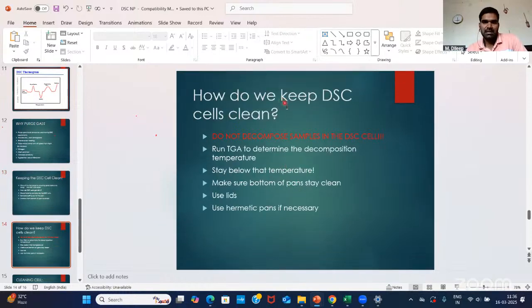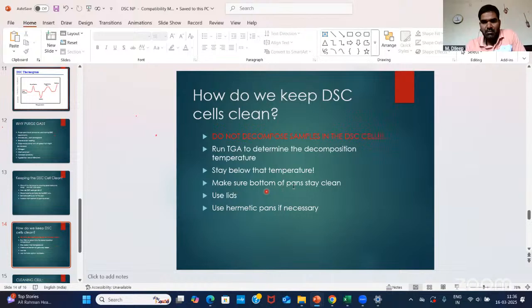How to keep DSC cells clean. Do not decompose samples in the DSC cell. Run TGA to determine the decomposition temperature, and stay below that temperature.